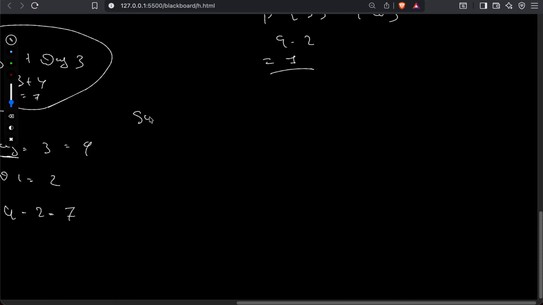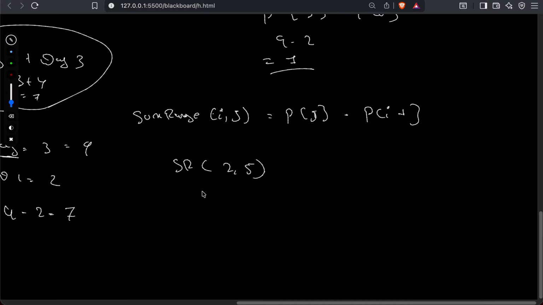So sum range i j is prefix of j minus prefix of i minus 1. So if the range is sum range 2 5, then prefix of 5 minus prefix of 1, so negative 3 minus negative 2, so negative 1. It was correct. But why does this work? Think of a coins example.